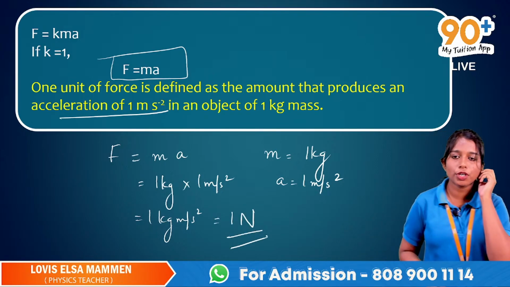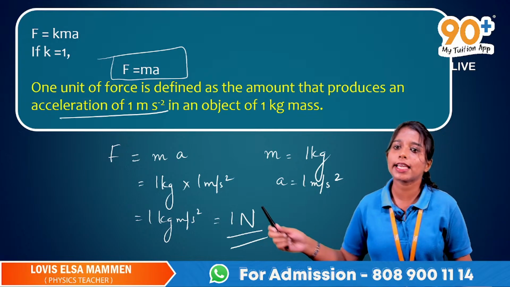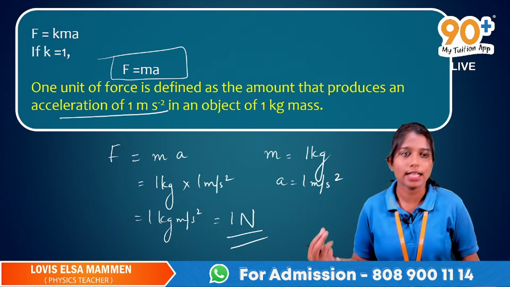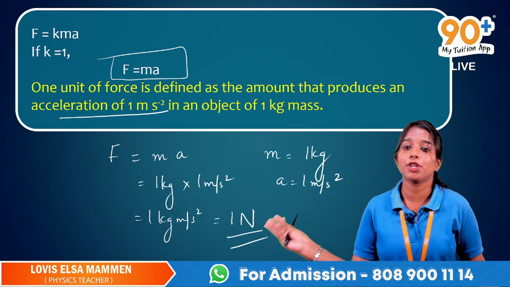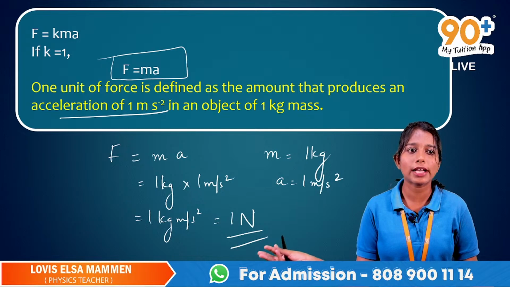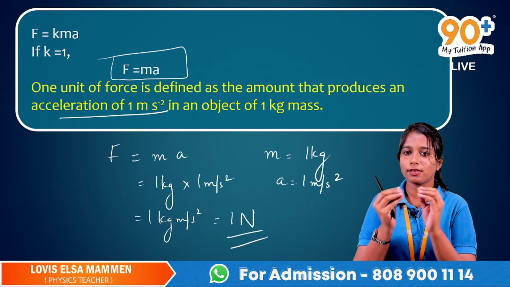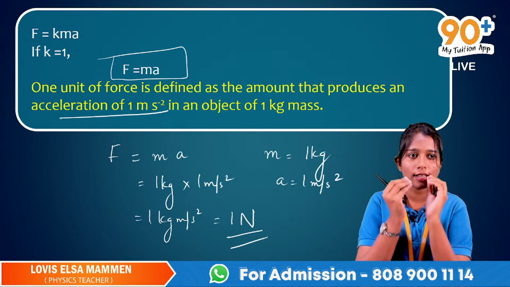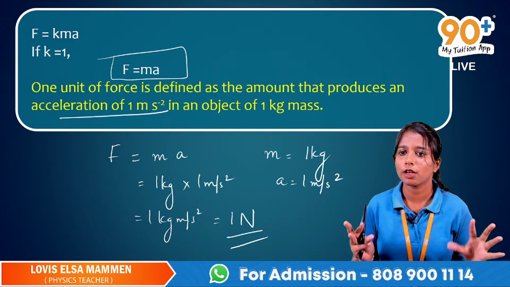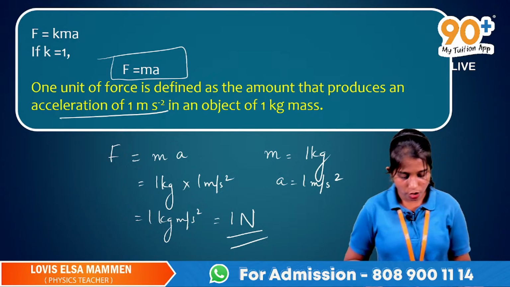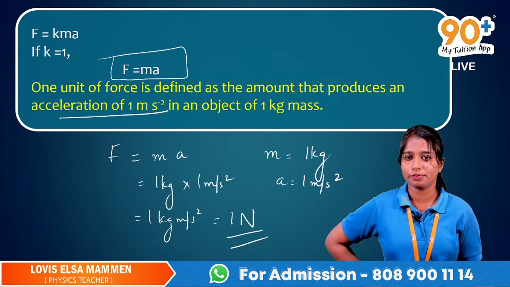The unit of force is Newton. Or else we can call it kilogram meter per second square. Or else we will tell the unit of force as Newton, which is kilogram meter per second square. What is Newton actually? Kilogram meter per second square. So the unit of force is Newton.